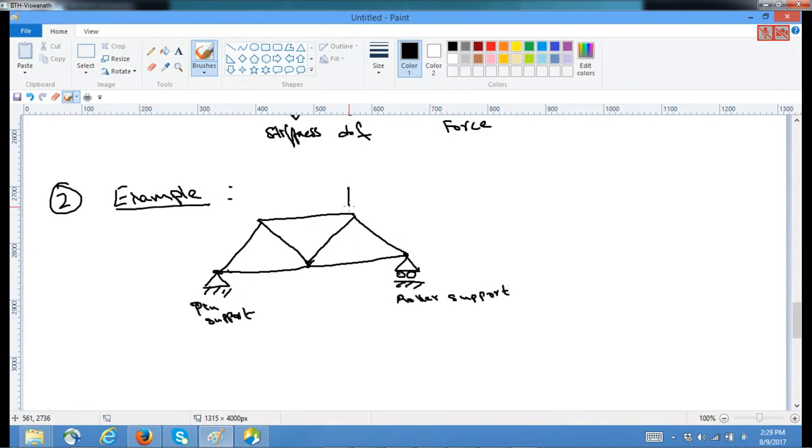Let's say it's been loaded with some forces P on the top face, and let's say each member has a stiffness of AE, with cross section A and Young's modulus E. So A and E, A and E, A and E. Let's assume each angle is 60 degrees, so the length is also the same for all the members.